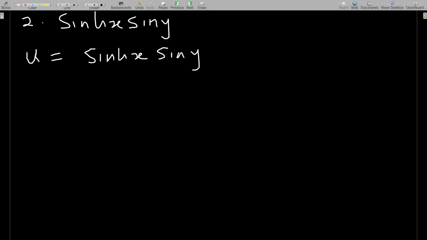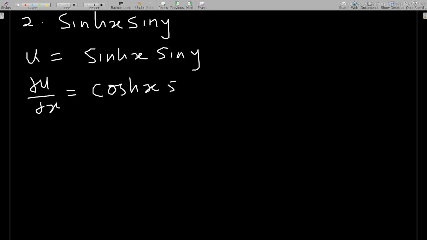So we find ∂u/∂x, and that is equal to cos x sinh y, because when you differentiate the whole of this with respect to x, the sinh y doesn't have any x in it, so you have to differentiate only the sine aspect, which has the x. When you differentiate sin x with respect to x, you get cos x.